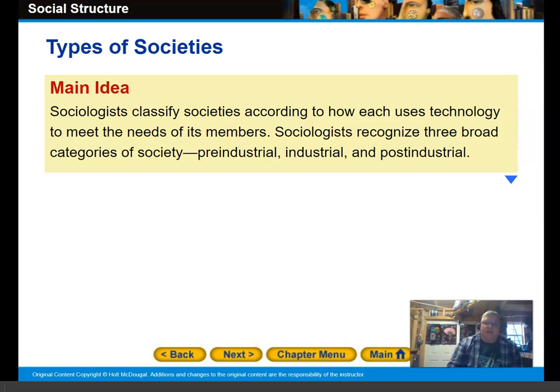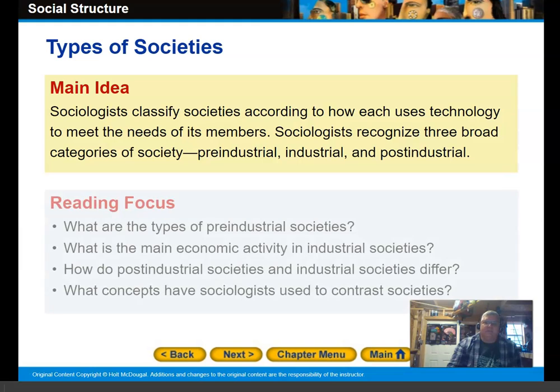Sociologists classify societies according to how each uses technology to meet the needs of its members. Sociologists recognize 3 broad categories of society: pre-industrial, industrial, and post-industrial.